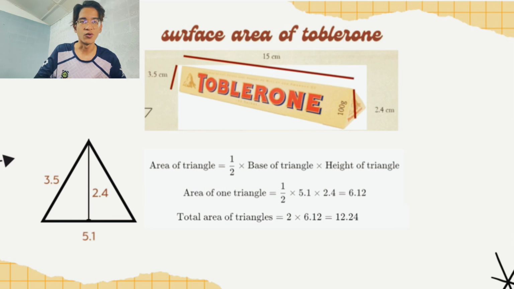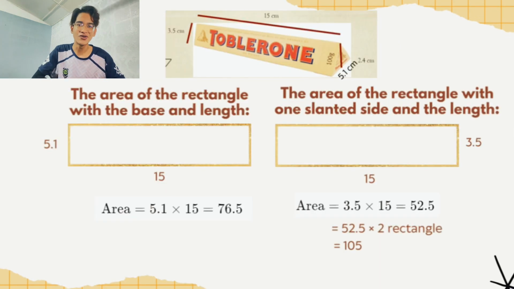So 6.12 times 2, we will get 12.24. That's it for triangular faces. For rectangular, we have 3 faces, but they don't share the same area and length. The first rectangle is the width, the base, and length, while the rest of the rectangles have one slanted side and the length. Why do I say 2? Because there are two rectangles that share the same slanted side and the length.